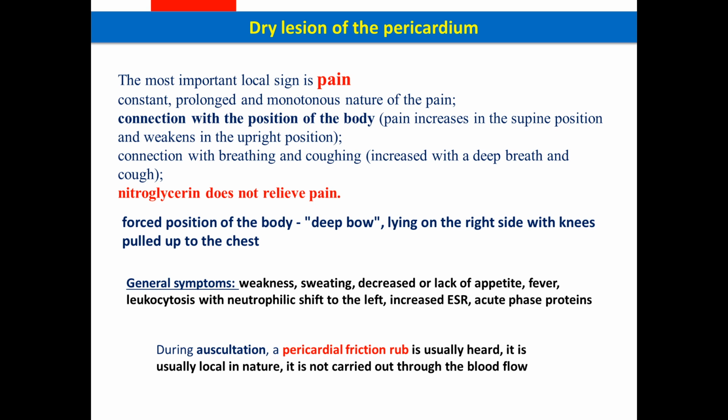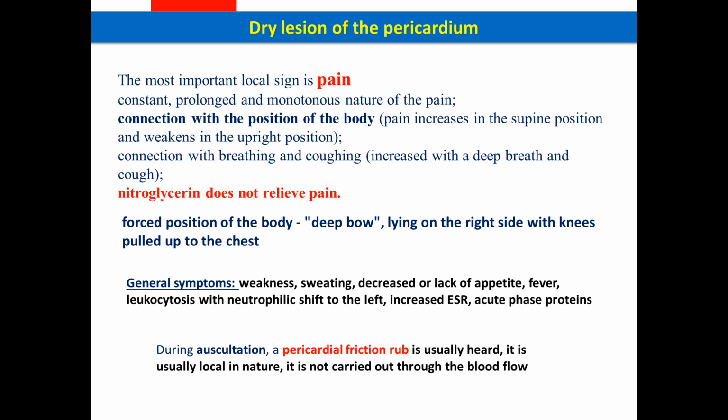Let's start with dry lesion. Dry lesion, or dry pericarditis, has symptoms like pleurisy. The most important local sign is pain. The pain is constant, prolonged, and monotone in nature. Pain has a connection with the position of the body: it increases in supine position and weakens in upright position. It also has a connection with breathing and coughing, increasing with deep breath and cough.